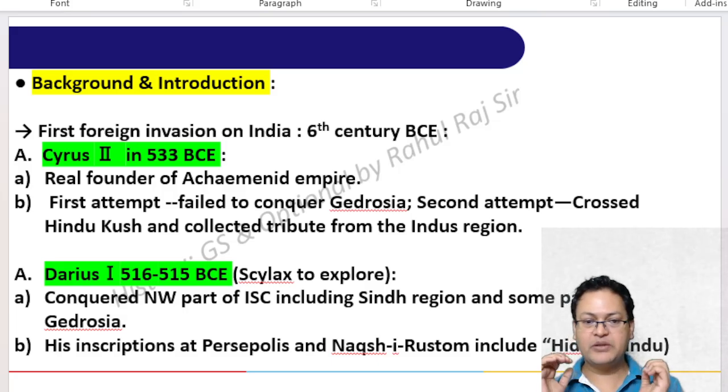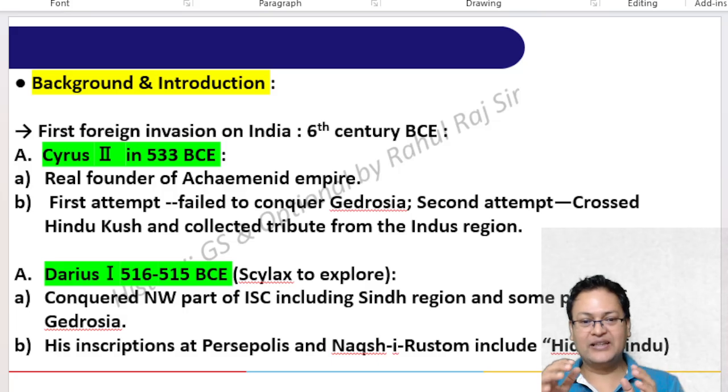So please remember that the first recorded foreign invasion is of the Persians, and it occurred in the 6th century BCE, before Common Era. The first ruler to invade was Cyrus II, or Cyrus the Great. He is considered the real founder of the Achaemenid Empire. Oh God, such a tough name. You can simply call it the Persian Empire. Interestingly, the Achaemenid Empire is called Hakhamani Samraj in Hindi.